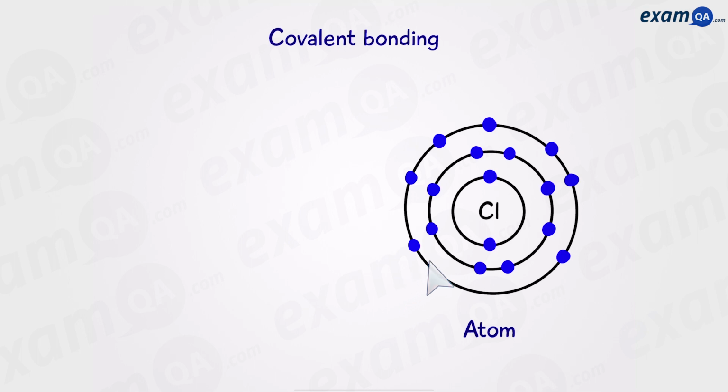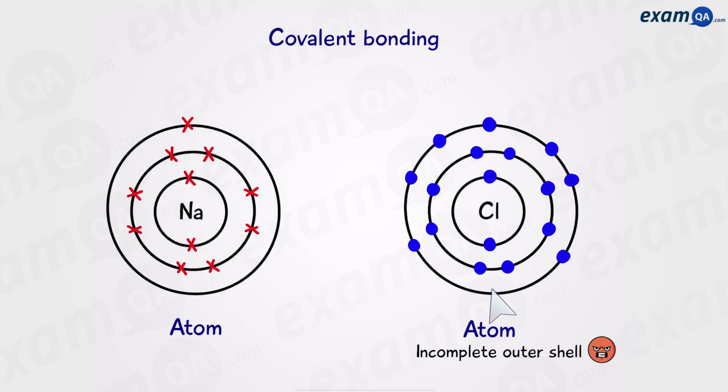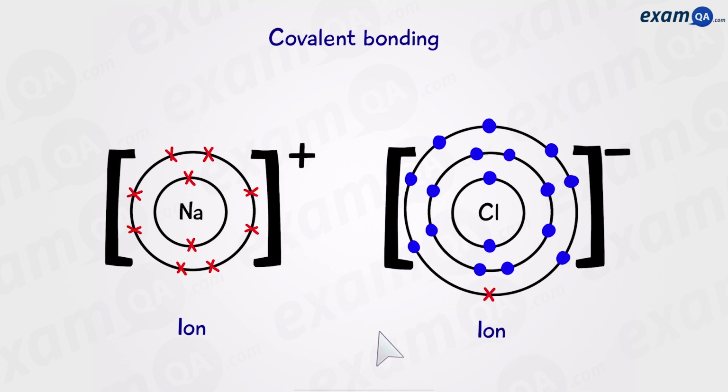So, chlorine is a non-metal. Here we have a chlorine atom. The atom has an incomplete outer shell, which means it's going to be reactive. Now, we saw in ionic bonding that one way to fix this problem was to get a metal, for example sodium. Sodium would lose an electron and chlorine would gain this electron. Then we would produce two ions, both of them having a complete outer shell.